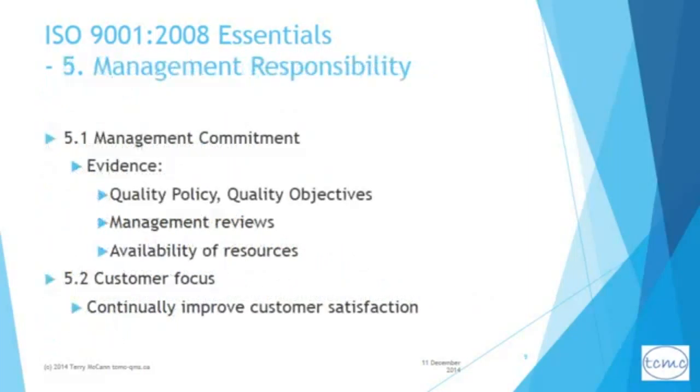Clause 5 deals with the roles and responsibilities of the organization's most senior level of management. It is not enough for management to be committed to implementing the QMS. 5.1 states that they have to provide evidence of management's commitment to develop, implement, and continually improve the effectiveness of the QMS. 5.2 places early on in the standard the need for there to be a focus on customers with a view to continually improving customer satisfaction.